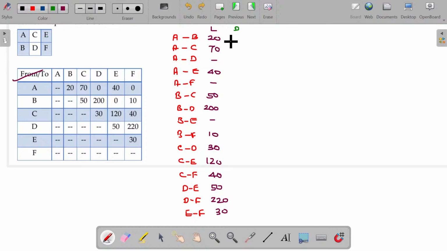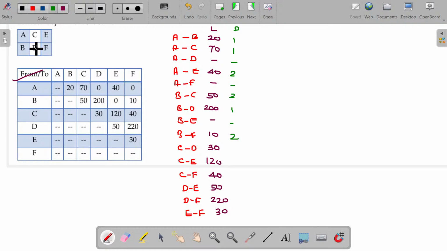So I am going to mark the distance. A to B, 1 distance. A to C, 1 distance. A to D, not required. A to E, 2 distance. A to F, not required. B to C, 2 distance. B to D, 1 distance. B to E, not required. B to F, 2 distance.